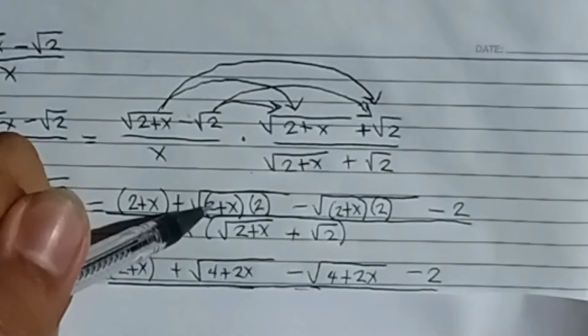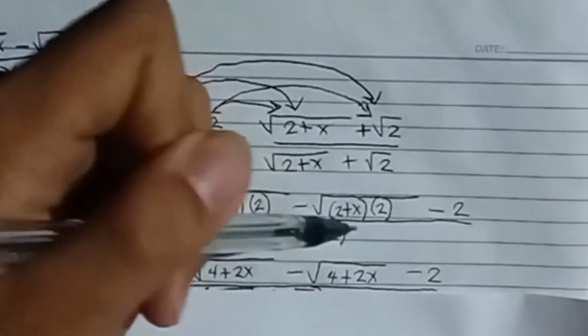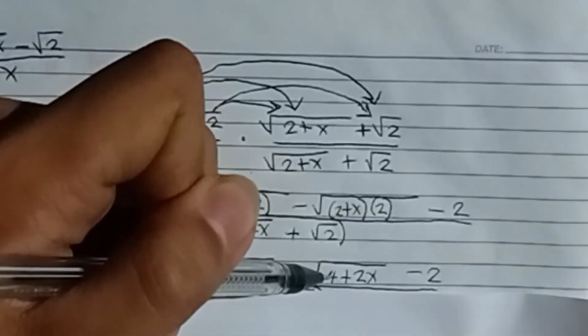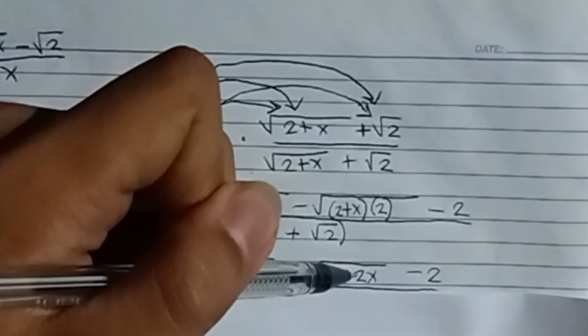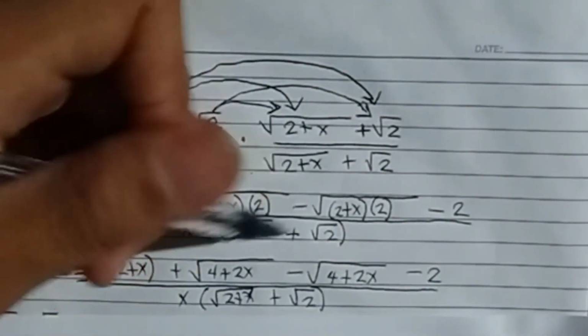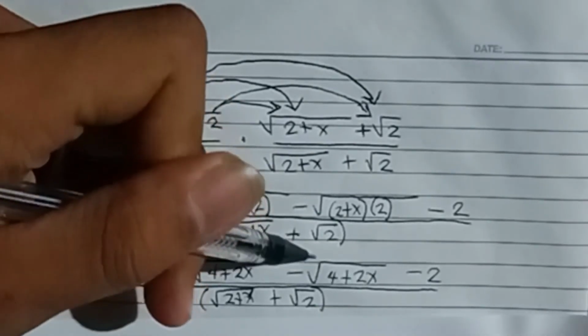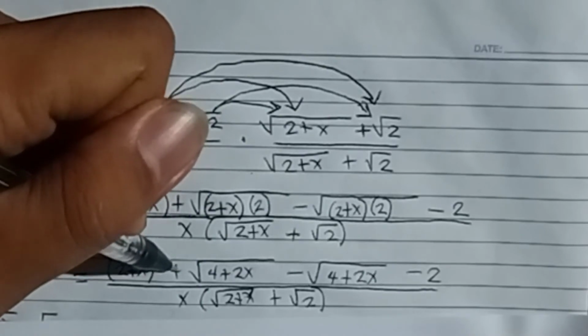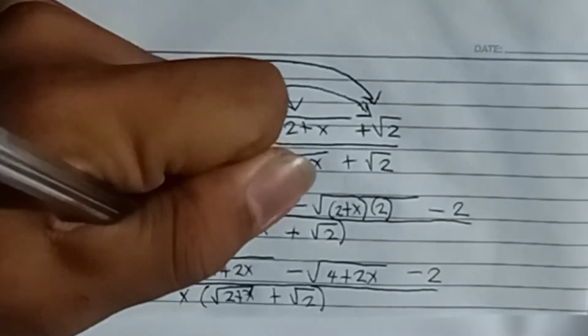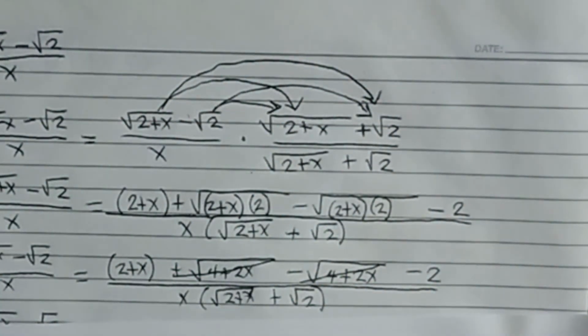So, that is 2 times 2, that is 4. And x times 2, that is 2x. Then, 2 times 2 equals 4. Then, x times 2 is equal to 2x. So, since they have the same radicals, radicand and index, and they have opposite sign, we can just cancel it out because positive square root of 4 plus 2x minus square root of 4 plus 2x is just equal to 0.